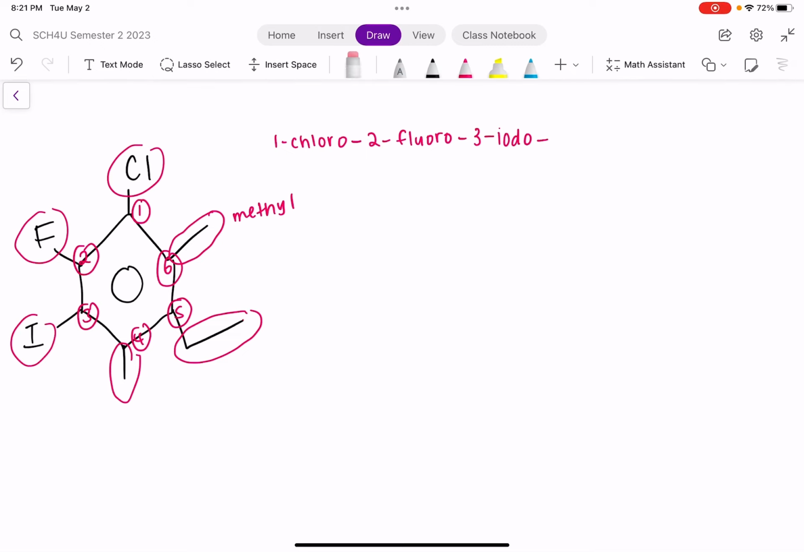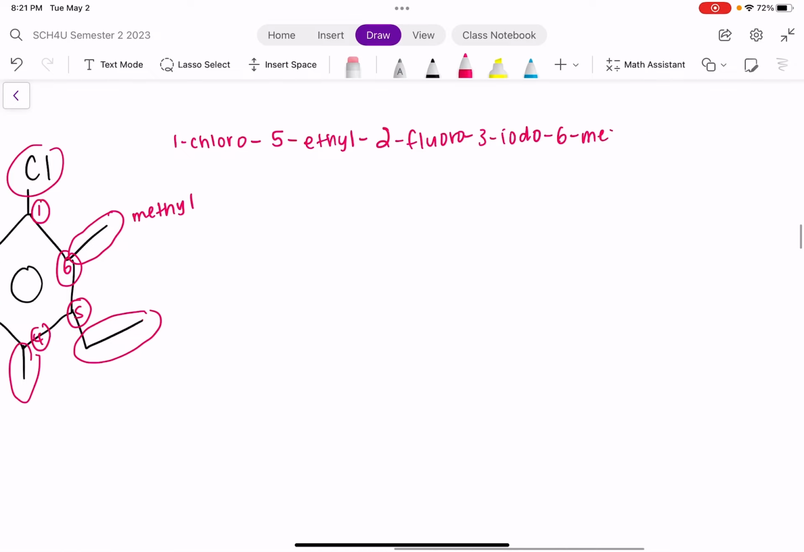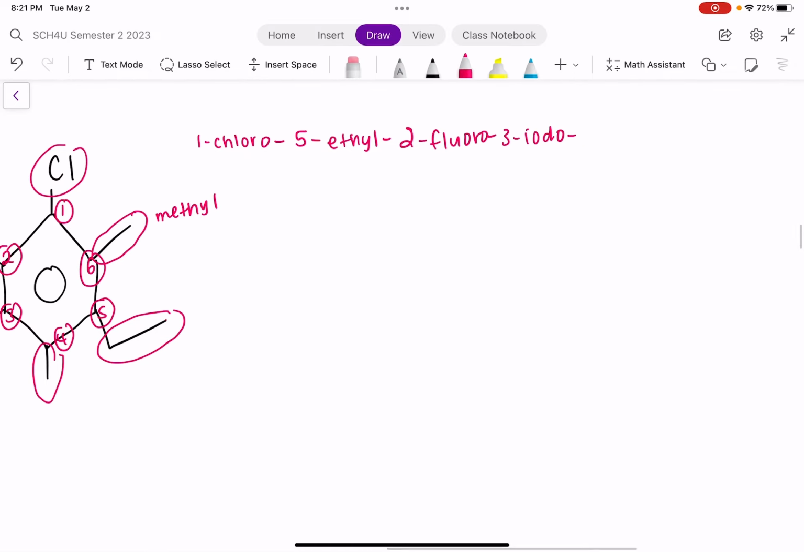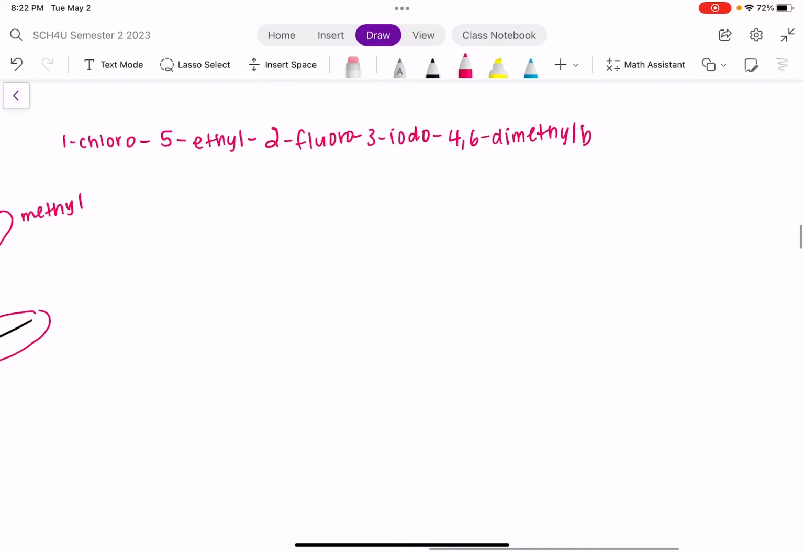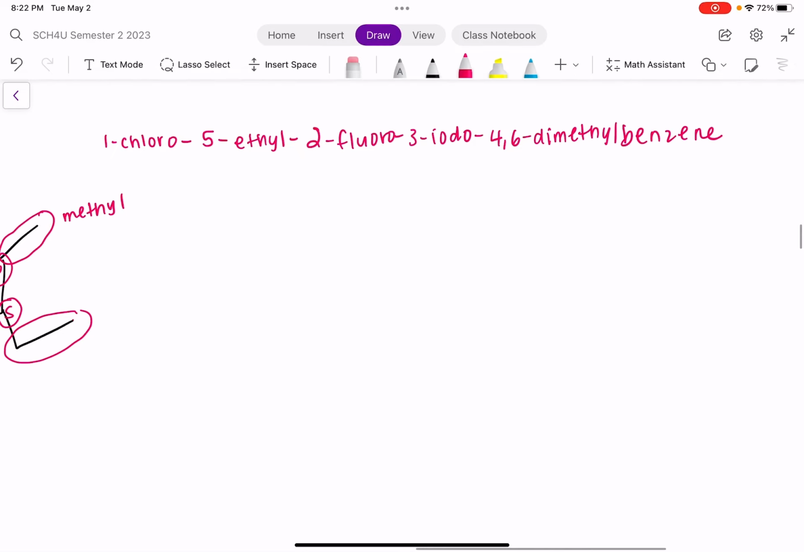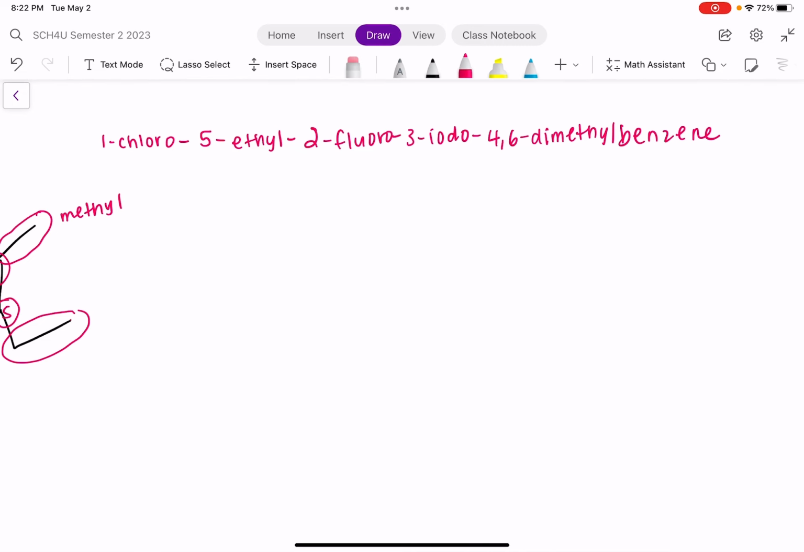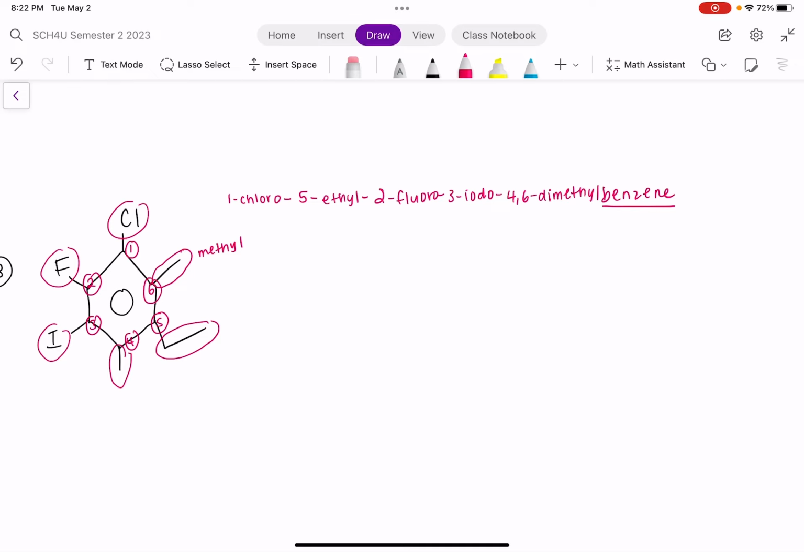Oh, I just realized that there is an ethyl. So I need this to be before my F. So we have 5-ethyl, 2-fluoro, 3-iodo, and 2, 4, 6, because there's 2 methyls, dimethyl, and then we have our benzene. Okay, so I have 1-chloro, 5-ethyl, 2-fluoro, 3-iodo, 4,6-dimethyl benzene. And my benzene ring is the parent.